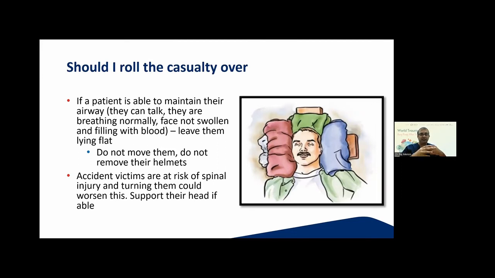Now, if a casualty is still able to talk to you, and they're breathing normally, then it's best to leave them flat in a supine position, and to use cloth or rolls around their head to keep them steady so that they don't have inadvertent movements of their neck, because they probably would have a high likelihood of a spinal injury. They would probably require a cervical collar, which most first aid kits would not have and a bystander would not have, and you would have to wait for the paramedics to come in to help you put that on.